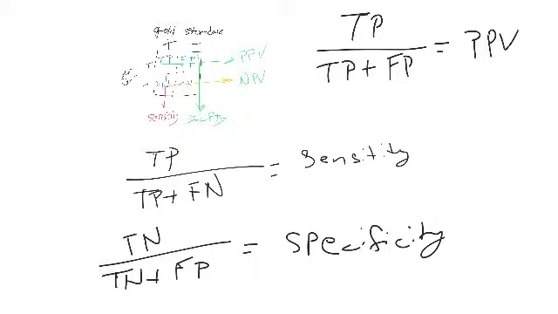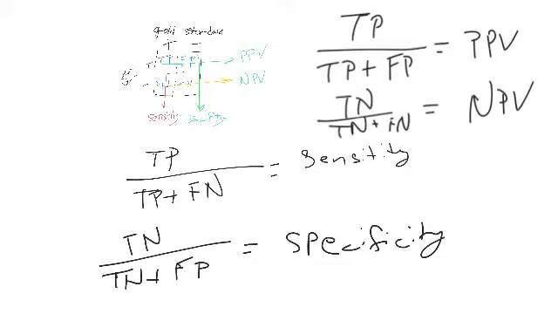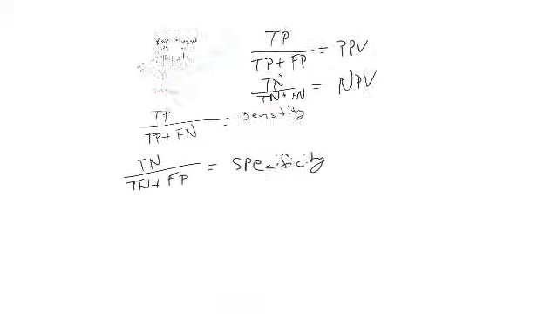And same with negative predictive value. You take the row, you look at what's true, true negative, over true negative plus false negative. Everything in there is negative, so that's your negative predictive value. All right, so we just went through all the equations that we need except for one more, and that's accuracy.